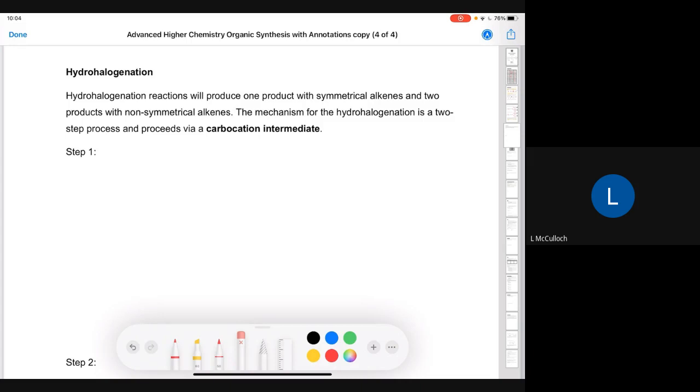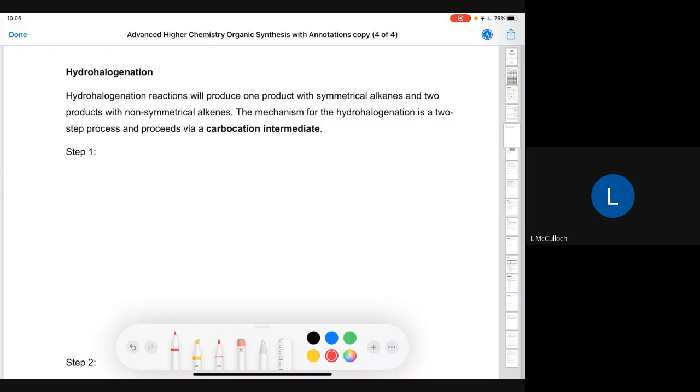Okay. Now, what I would highly recommend for this is that you don't copy anything down as I write it, and just follow on with what I'm doing, and then I'll give you some time to copy it down. Okay. So hydrohalogenation reactions will produce 1 product with symmetrical alkenes and 2 products with non-symmetrical alkenes. And the mechanism for the hydrohalogenation is a two-step process and proceeds via a carbocation intermediate.